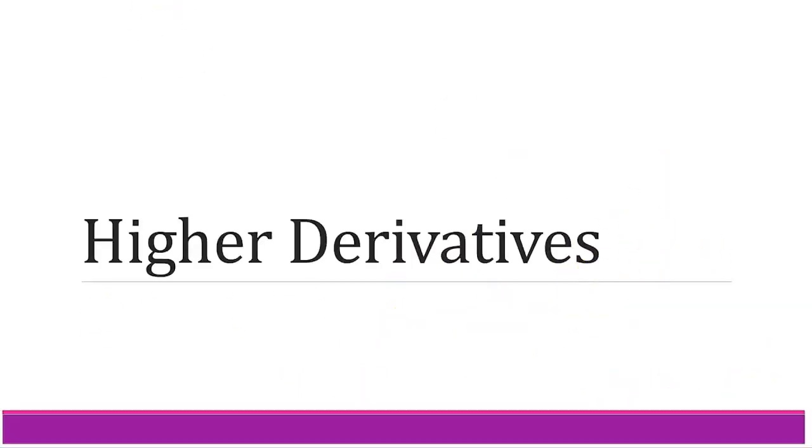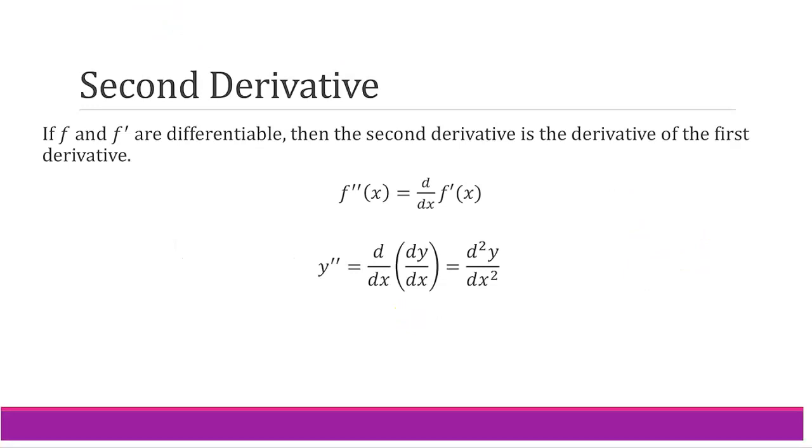Higher derivatives. So far in our study of calculus, we have only found and analyzed first derivatives, but we can also find higher derivatives. We'll start by looking closely at the second derivative and talking about the notation. If f and f prime, which is the first derivative, are differentiable, then the second derivative is the derivative of the first derivative. So it should seem pretty intuitive. We just apply the differentiation process again to get to the next derivative.